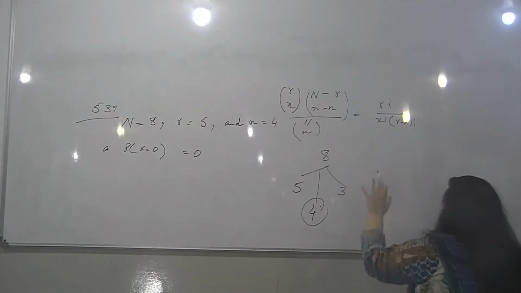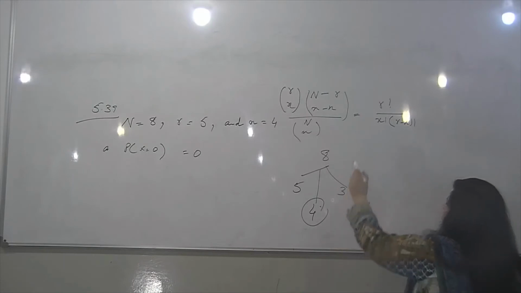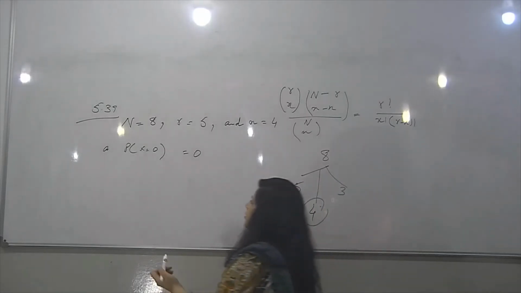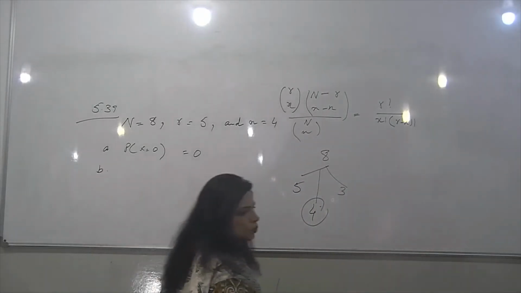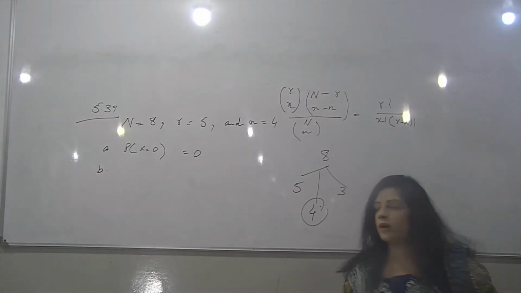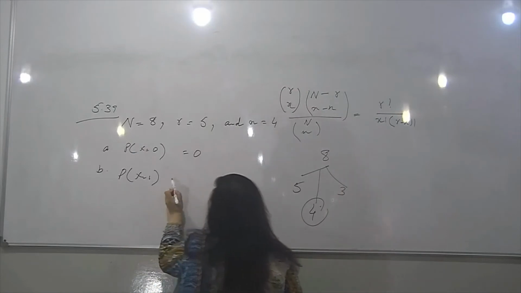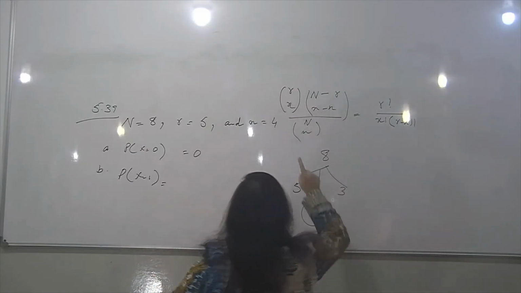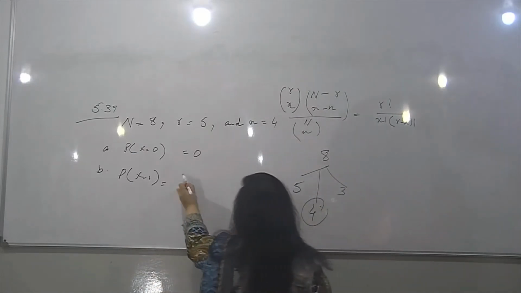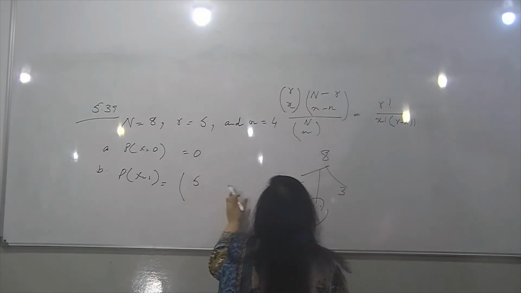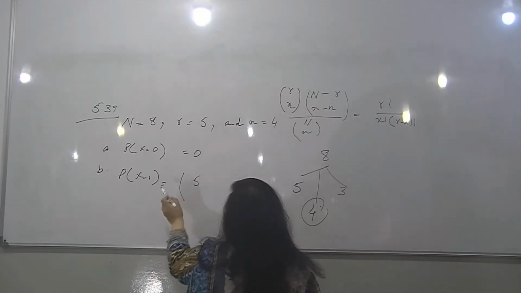Okay. And in this way, we can be solving the other ones. So now let's just go for part B, which says that x is equal to 1. So now we have probability of x is equal to 1. Now I'm going to be solving this particular thing. So we already have r as 5 and x as 1.